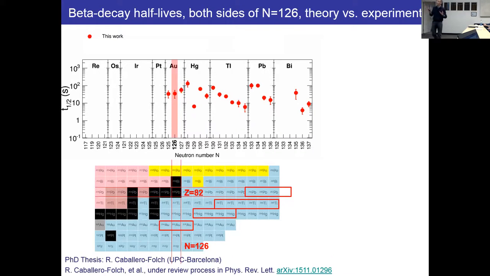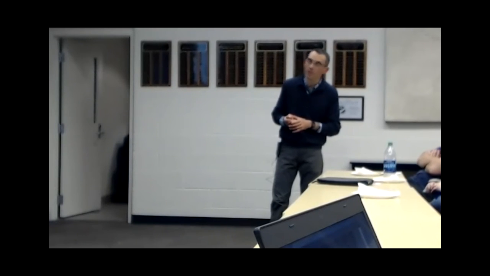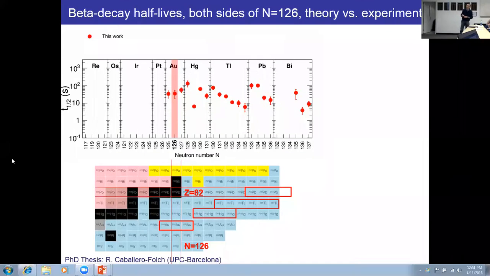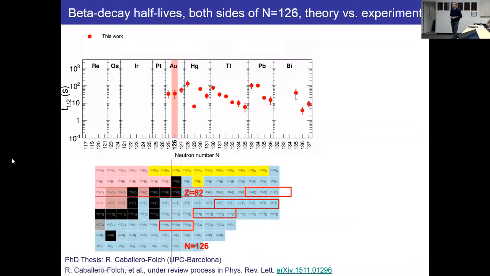Now, I would like to summarize briefly the results that we got, first for the beta decay half-lives, and then I will show you the neutron branching ratios. So here you can see the solid red points are the half-lives that we measured in this experiment with the silicon detectors for the different isotopes. Here, this red band shows the neutron magic number 126, so this neutron shell closure. So we measured half-lives on both sides of the neutron shell closure.